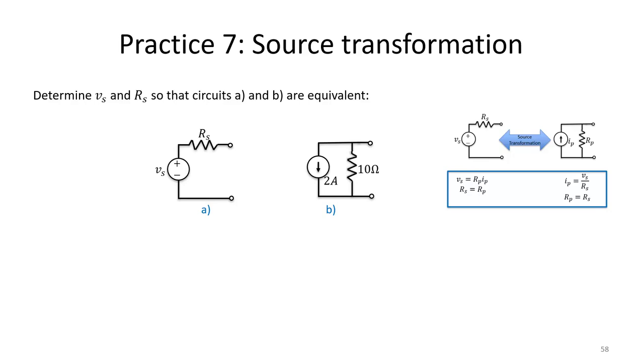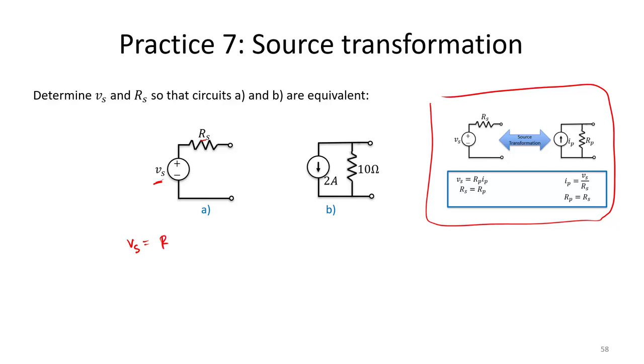Our next example is source transformation. Here we want to determine Vs and Rs so that the two circuits are equivalent. So here you'll want to remember our source transformation rules that we covered in our lecture 6. And so in this case, we know that Vs must be equal to Rp times Ip, where Ip is our parallel current source, Rp is our parallel resistor, and we know that Rp and Rs must be equal.